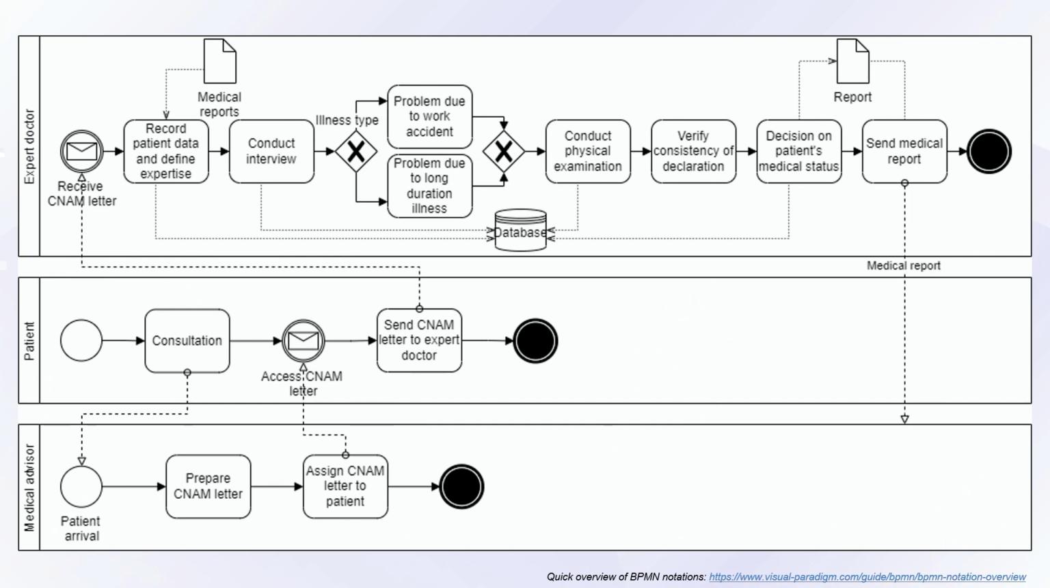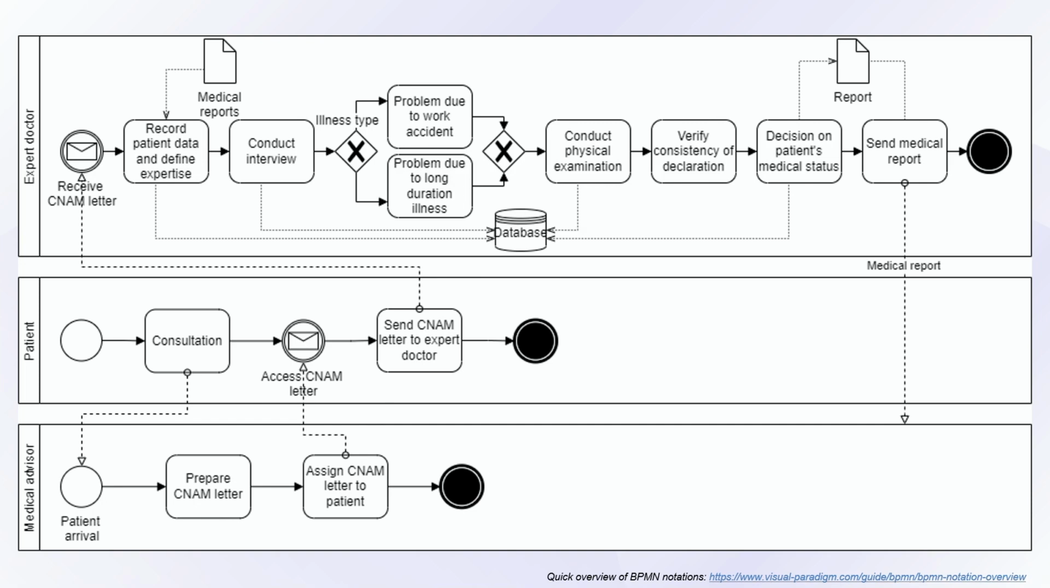So, the scenario starts when the patient contacts the medical advisor for consultation. After the appointment, the medical advisor prepares the CNAM letter, including questions to the expert doctor, and attaches the necessary medical reports if needed. The patient is then in charge of delivering the letter and the medical reports to the expert doctor. The expert doctor registers the patient data and collects additional information during the interview to define the illness type. For instance, like previously stated, it is a work accident or long duration illness.